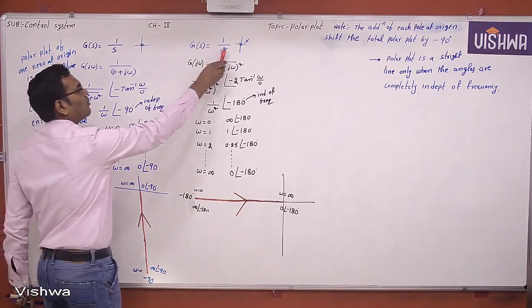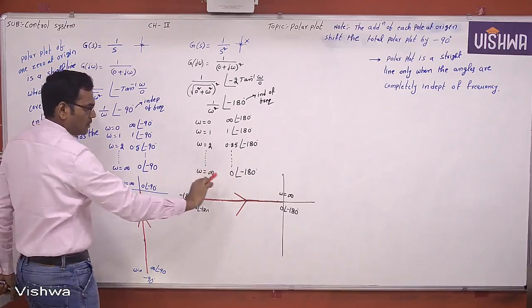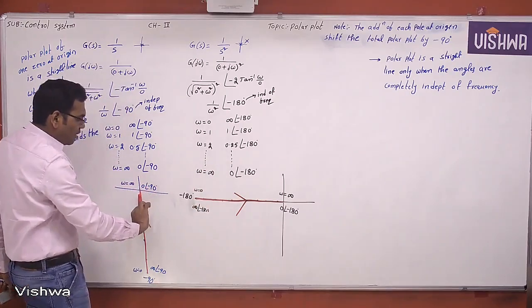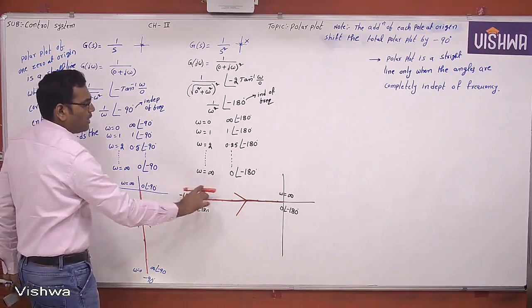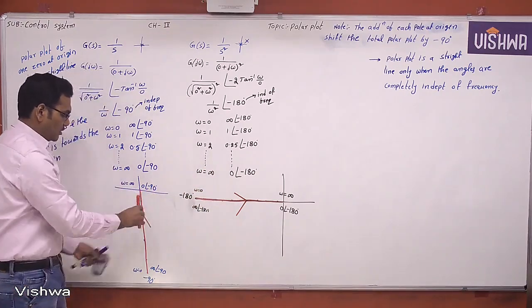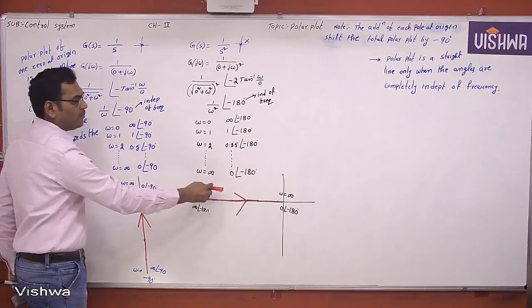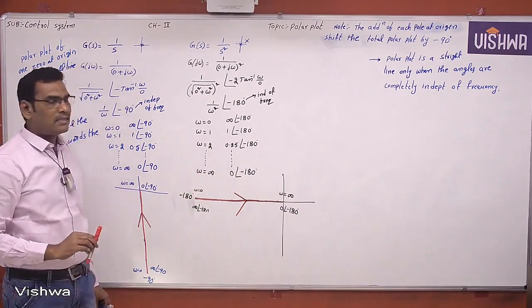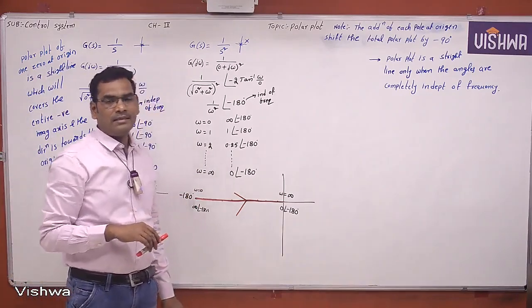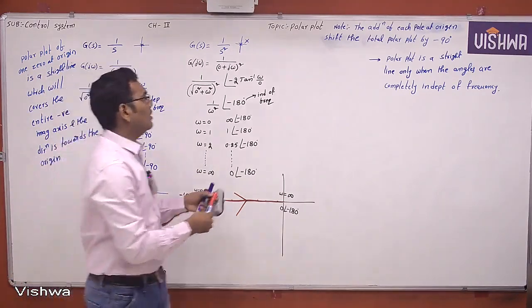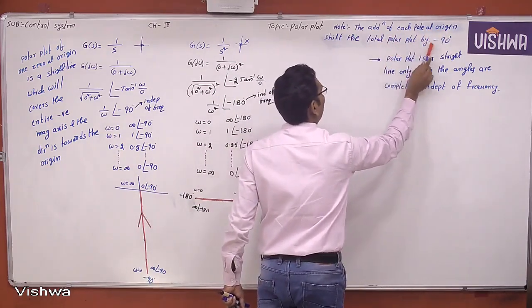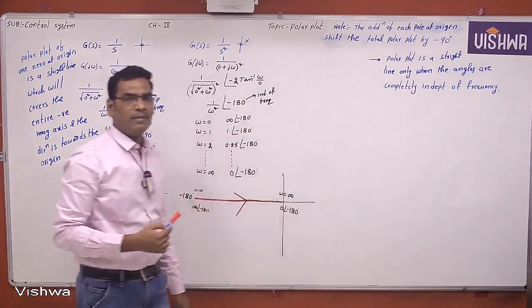Now I add one more pole at origin. What is the polar plot? This is the polar plot. Then what happened to the total polar plot? So they add one pole at origin. The total polar plot is shifted by minus 90 degrees, which we already discussed. In the previous cases also, the addition of each pole at origin shifts the total polar plot by minus 90 degrees. Will it be matching or not?